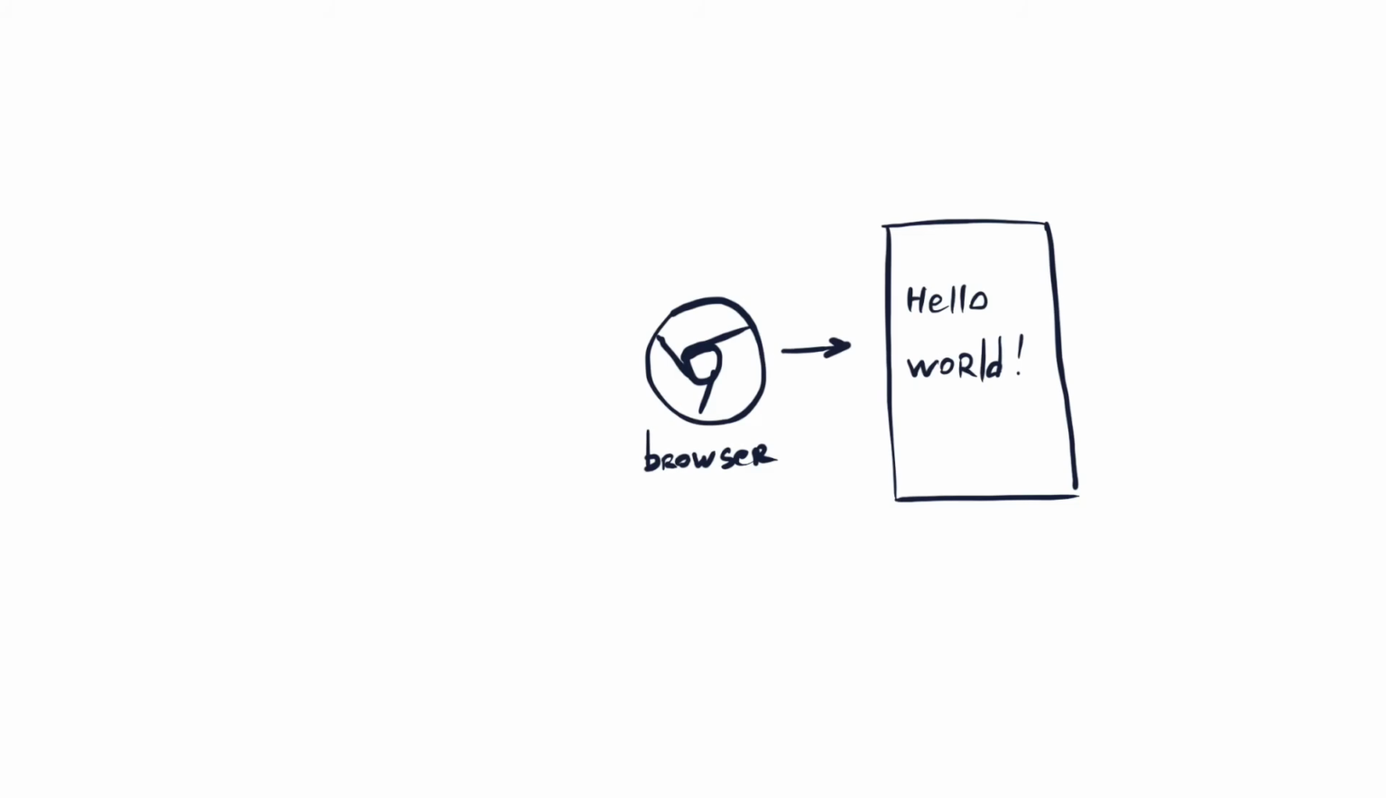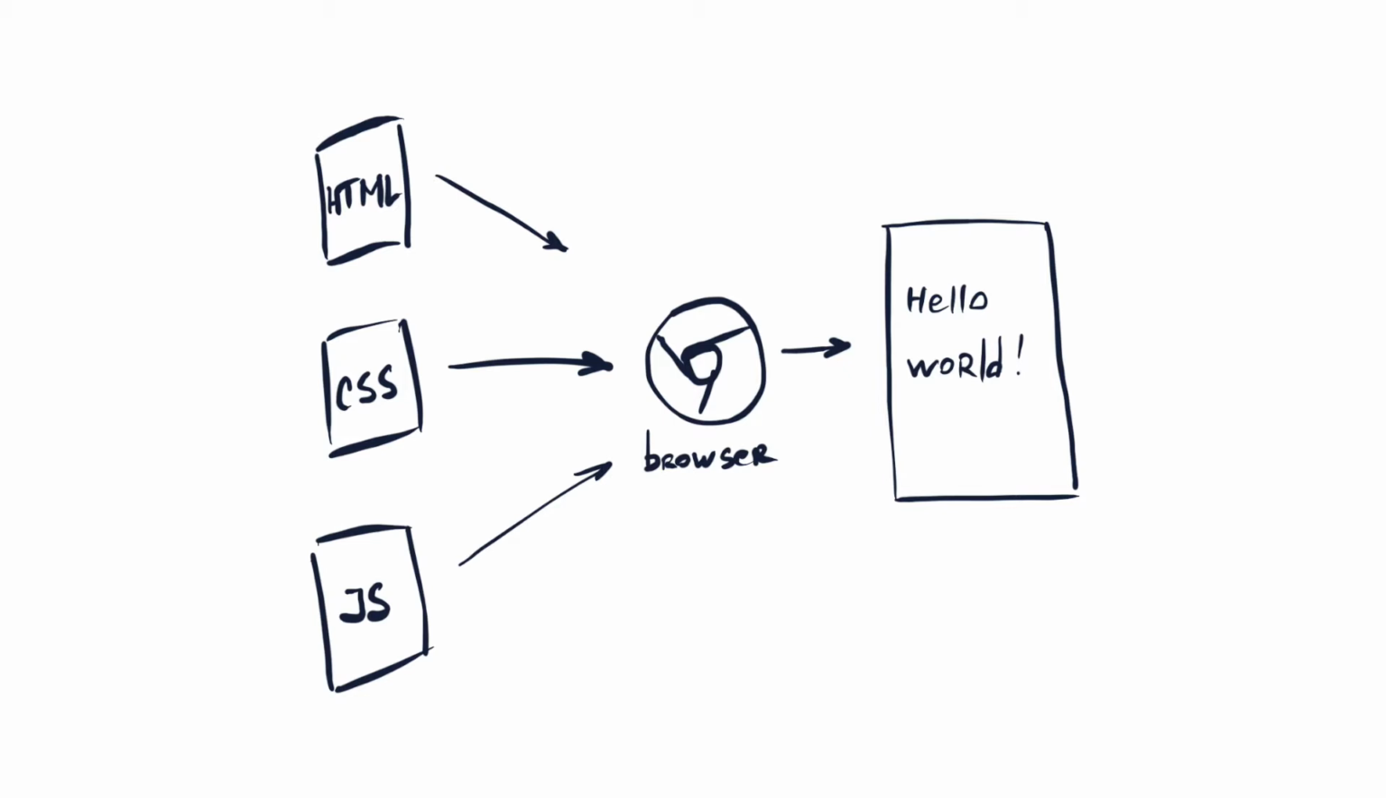Let's review the web application's general structure. Frontend includes just three types of files: HTML, CSS, and JavaScript. Upon that, CSS and JavaScript are considered to be optional. The main one is the HTML file.